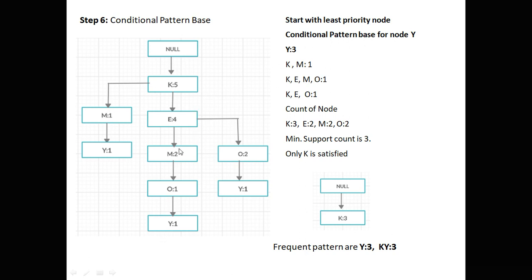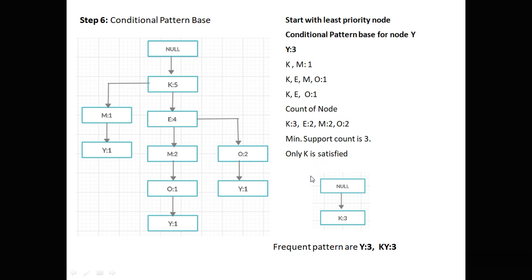Here Y again appears with K, E, M, O with 1 and K, E, O with 1. Now we count how many times K appears, how many times E appears, how many times M appears, and how many times O appears. Only K satisfies the minimum support; all other counts are less than 3. Therefore only K is satisfied. So these 3 transactions are written excluding all the elements which do not satisfy the minimum support count. So here we get K1, then K1 and K1.